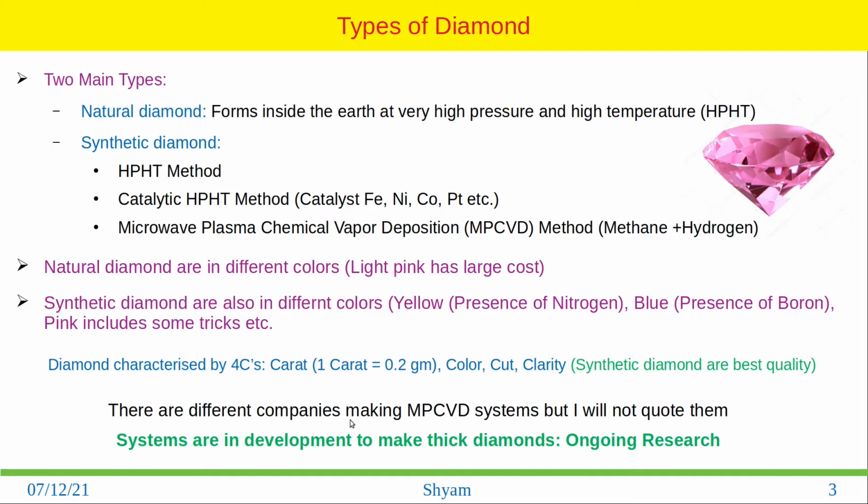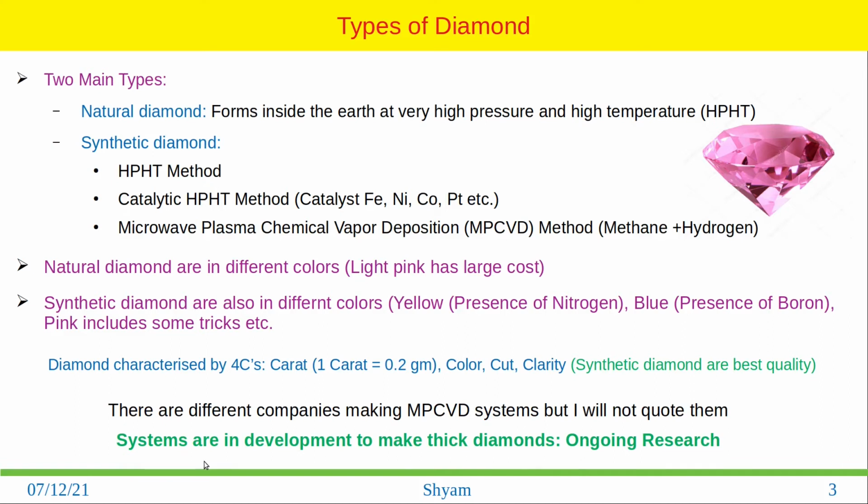So there are different companies making the MPCVD systems, because these are the systems used to grow diamond in the laboratory. Many companies are growing MPCVD diamonds, basically known as synthetic diamond. But I will not quote the particular systems. I know several companies, but I will not quote them here.